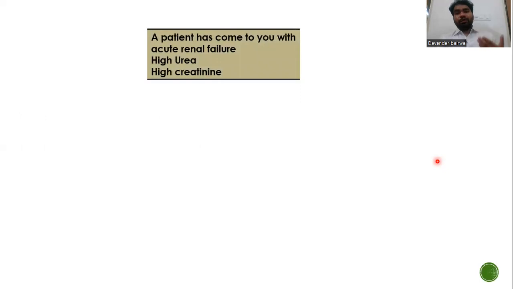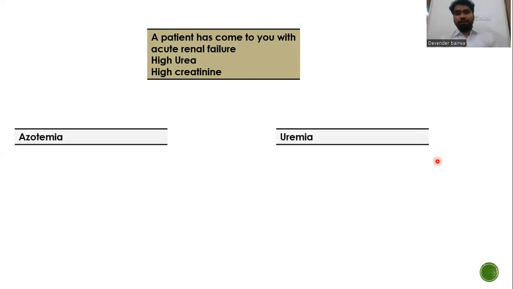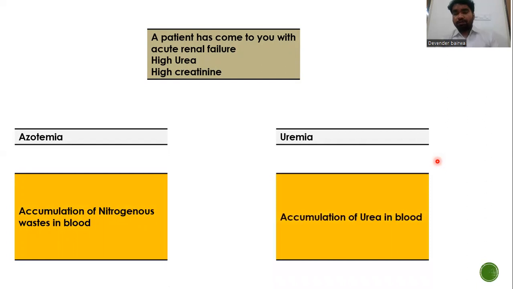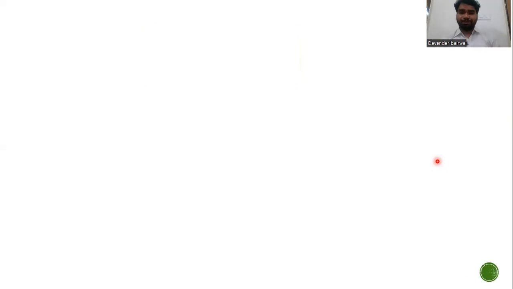Let's say a patient has come to you with acute renal failure. The patient has very high urea and high creatinine, with azotemia and uremia. Understand this: azotemia is the increased blood urea nitrogen, and uremia is increased urea. Blood urea nitrogen also involves many other components other than urea, such as uric acid, hippuric acid, and other molecules containing nitrogen waste, including some purines and pyrimidines. All these form your waste products, and increasing all these is known as azotemia, while uremia is the term used for increased urea. So in one way, we can say that urea is a part of azotemia.